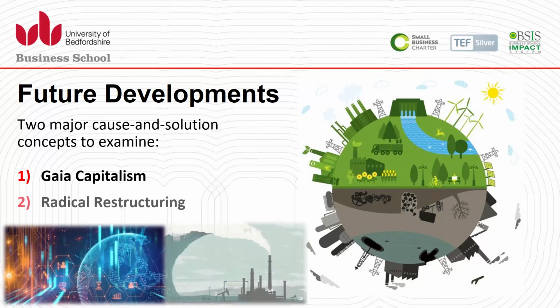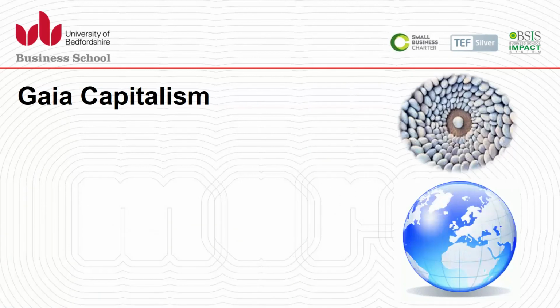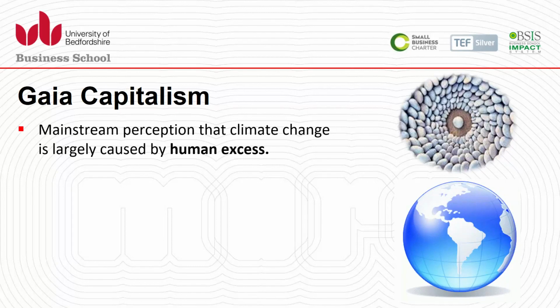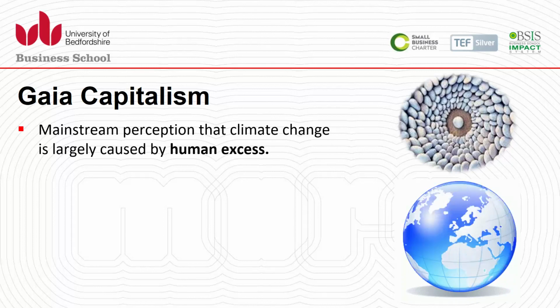Gaia capitalism and the radical restructuring to provide the solution for climate change in the future, to have a more eco-friendly Earth. So we say Gaia capitalism. This is the approach. Basically, the mainstream perception is that climate change is largely caused by the excessive use of different activities that we are already practicing.